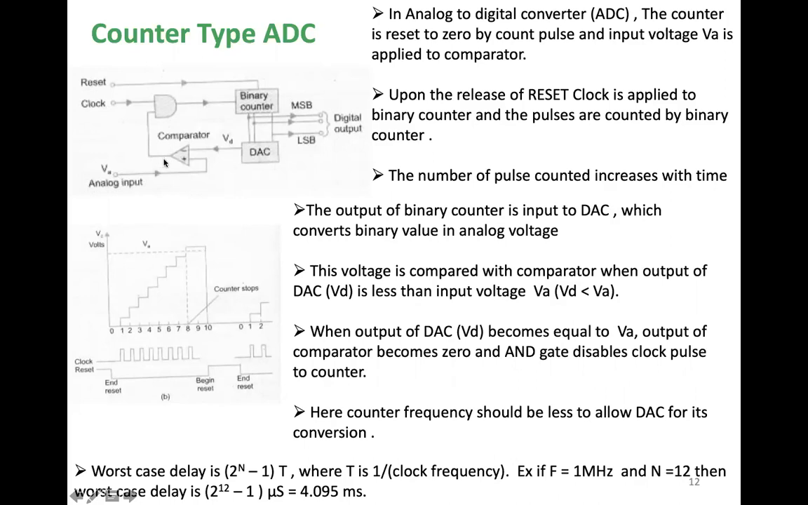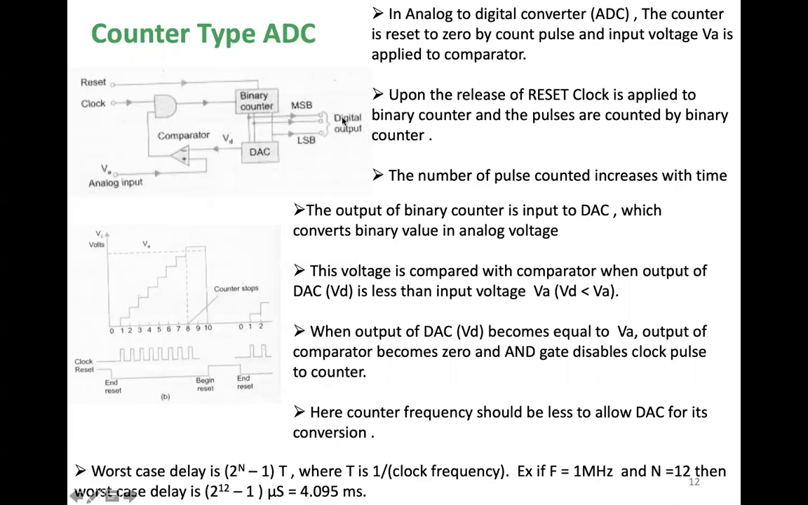So if the comparator value goes 0, then the AND gate output will also be 0. And this binary counter is not going to get any inputs, which means directly it is going to have the output value, the digital output value.